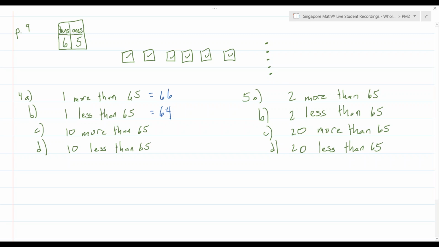But look at it and think about the difference if I have 10 more. That means I'm going to put a whole other box down with a check mark. It'll show me I have 10 more numbers. And instead of 65, 6 tens, 5 ones, I'm going to have 75, 7 tens, 5 ones.